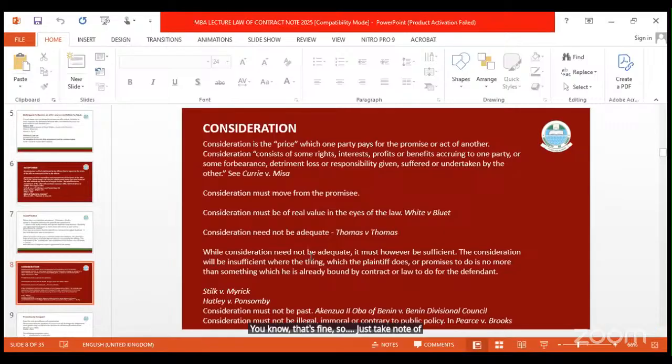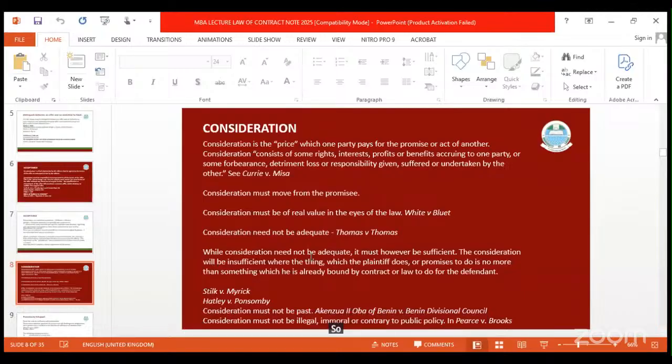Look, consideration need not be adequate. It may not be the exact value, but it has to be sufficient. That is, once parties accept, that's fine. Also, you could see that consideration must not be past. So whatever you are furnishing as consideration must be in line with the terms of the contract.